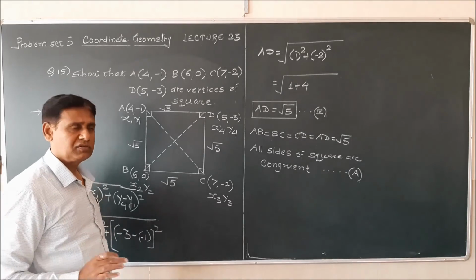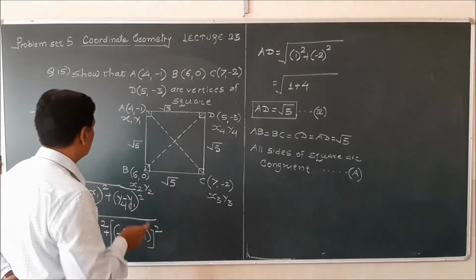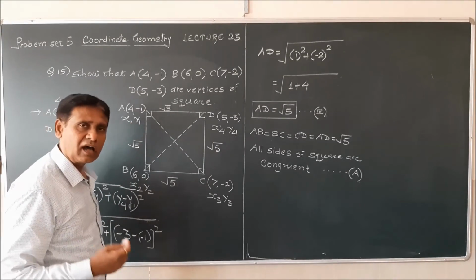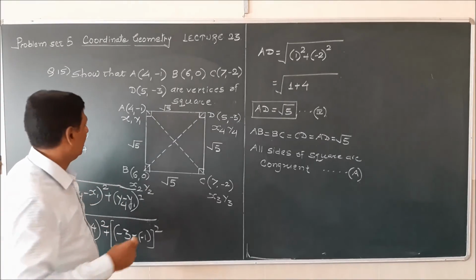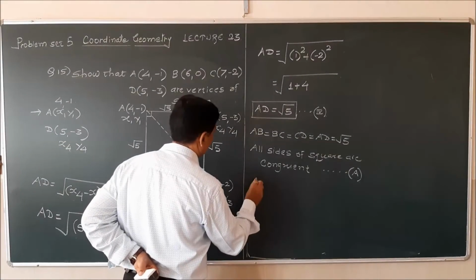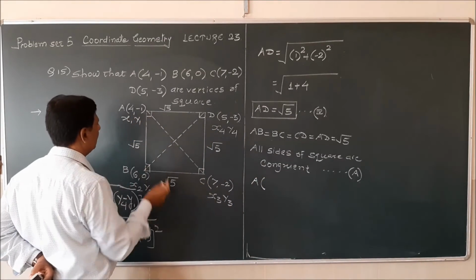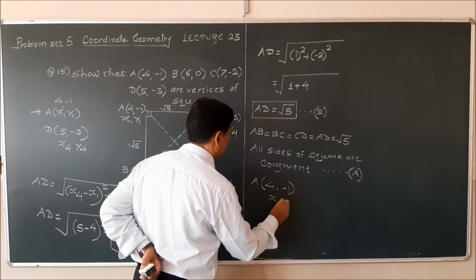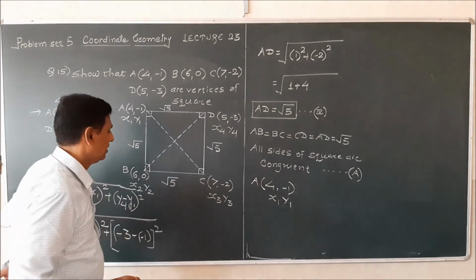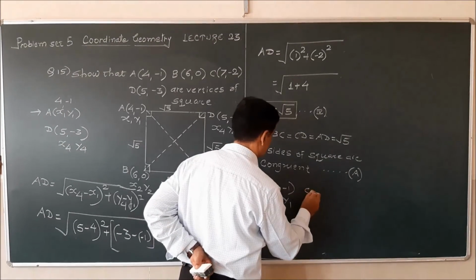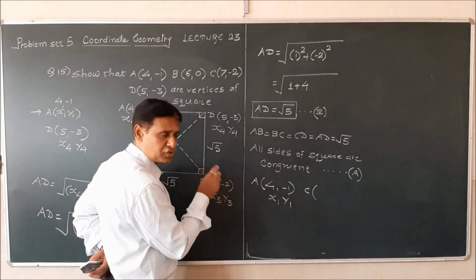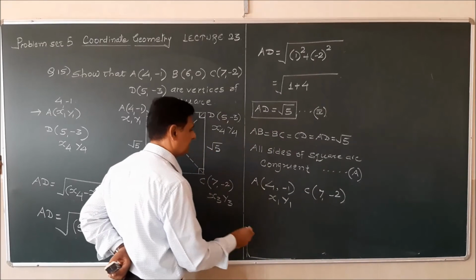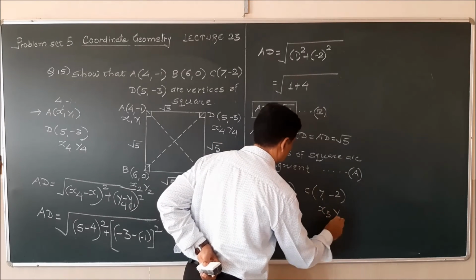Now what am I going to find out? I am going to find out, of course, AC and BD. I have to prove AC and BD are also congruent. So let's see the coordinates of A: 4 comma minus 1, x1, y1. Coordinates of C: 7 comma minus 2, x3, y3.